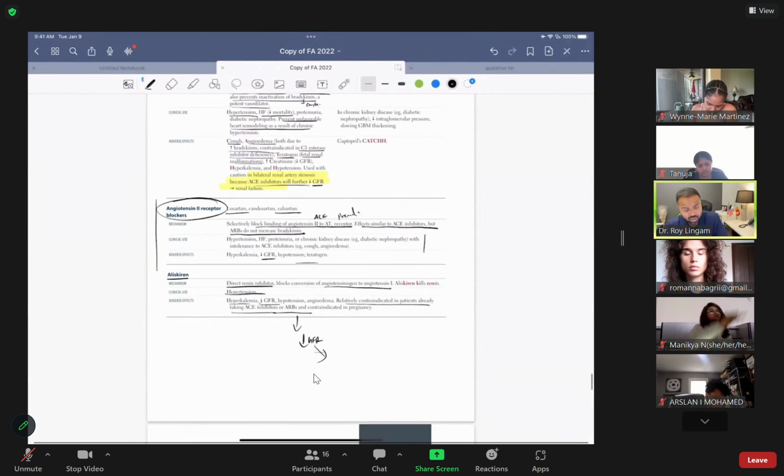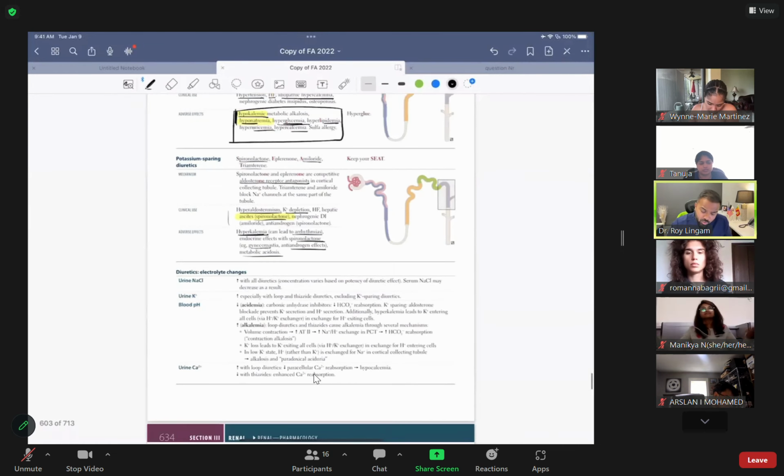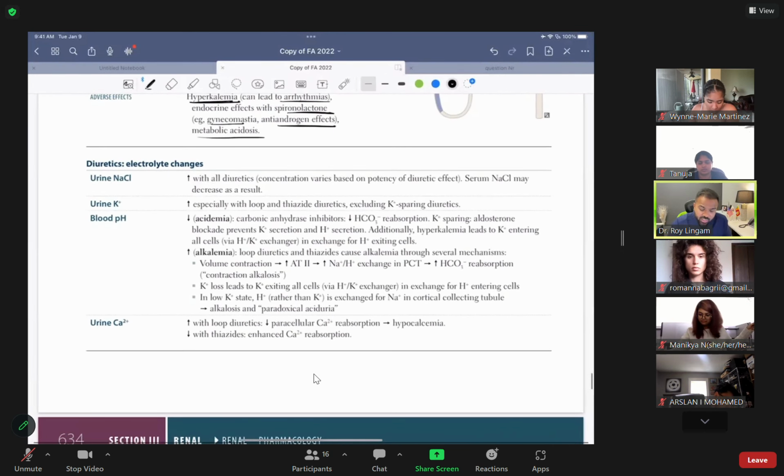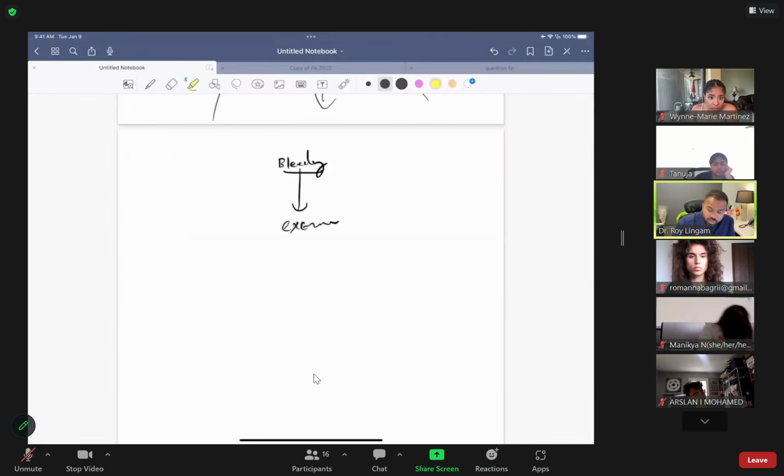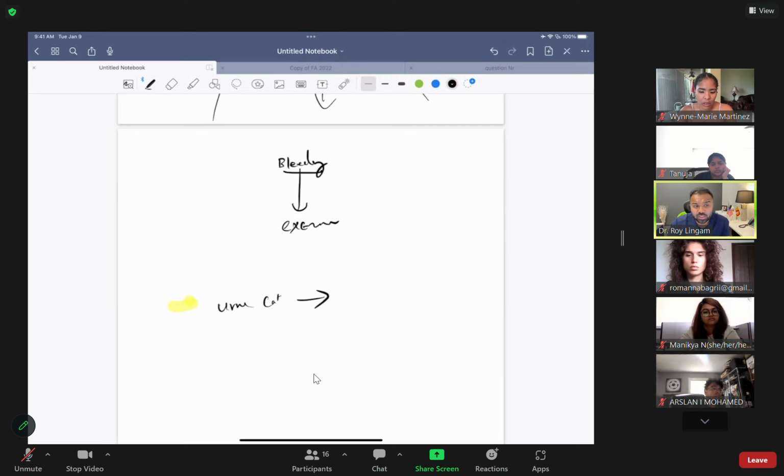So that's aliskiren. Now, let's go back to this summary. This is kind of a summary after you go through the pharmacology, if you really want. If not, you don't need it, because we pretty much know. I'll show you what it is. Urine calcium. Don't look at the book. Can you tell me a medication that increases the urine calcium? What's the name of the medication that increases the urine calcium?